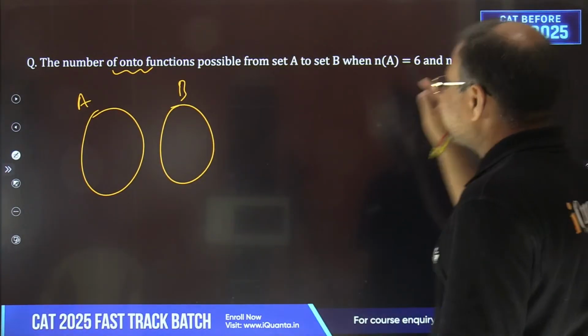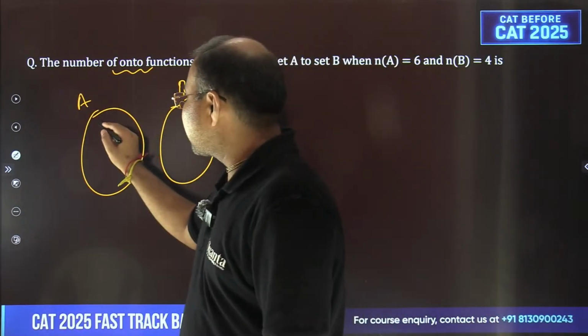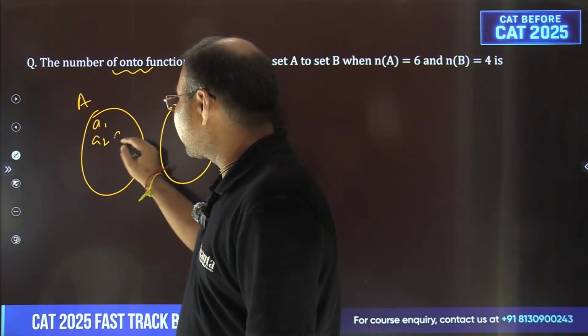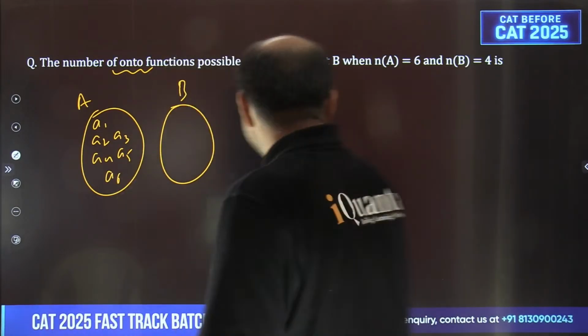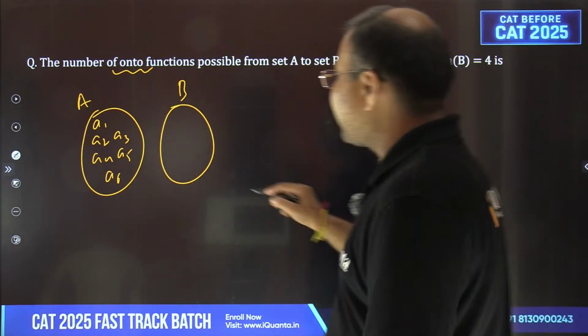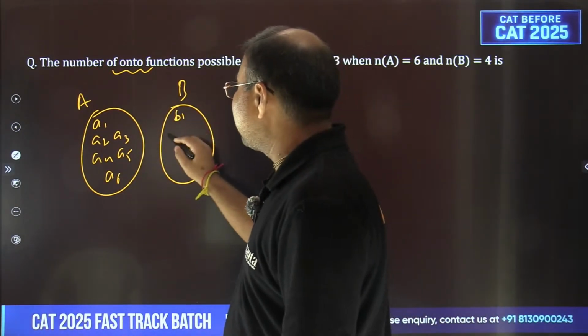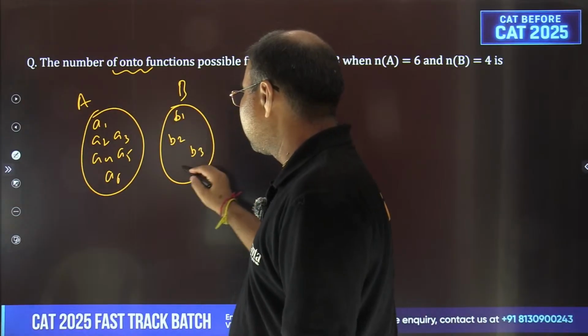So number of elements in A is 6. There are 6 elements. Let's call them A1, A2, A3, A4, A5, A6, something like this. And this set B has got 4 elements. Let's call them like maybe B1, B2, B3, B4. Fine.